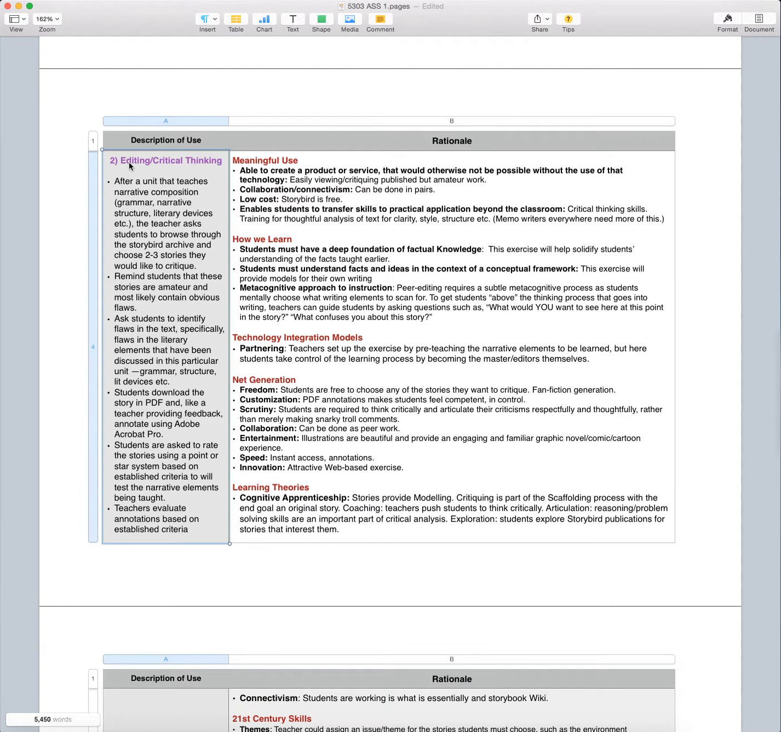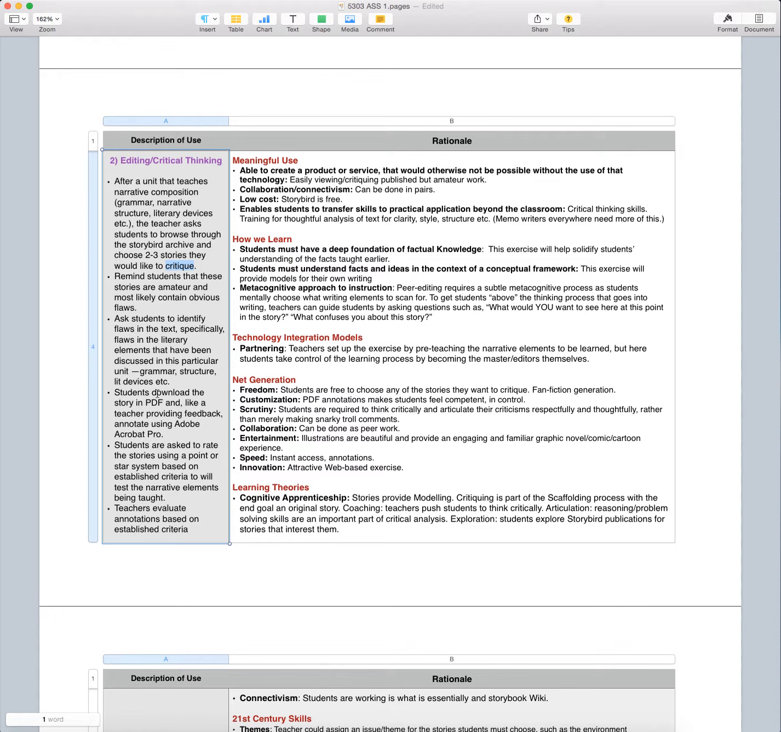More interestingly, or kind of differently anyway, you could use it as an editing and critical thinking tool. After a unit that teaches narrative composition, the same as before, the teacher asks students to browse through the Storybird archive and choose a couple of stories they would like to critique. Teachers should remind students that these stories are amateur and most likely contain obvious flaws, as I discussed in the intro. The teacher could ask students to identify flaws in the text, specifically flaws in literary elements that have been discussed in this particular unit, so the grammar, structure, literary devices, etc.